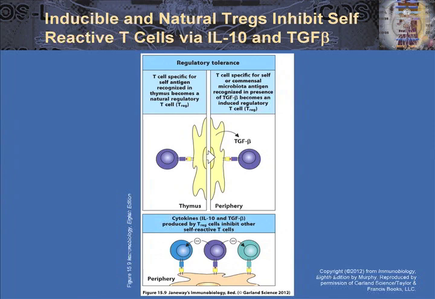T regulatory cells perform many of their anti-inflammatory functions due to the cytokines that they produce. There are two very important cytokines produced by T regulatory cells that explain many of their anti-inflammatory functions, and these are the cytokines interleukin-10 and TGF-beta. IL-10 and TGF-beta are known to inhibit either self-reactive T cells or inflammatory T cells, Th1, Th17, Th2, via direct effects on these T cell populations.